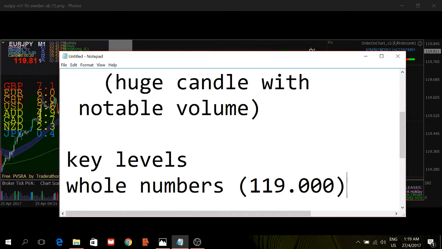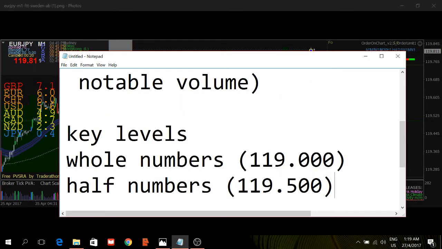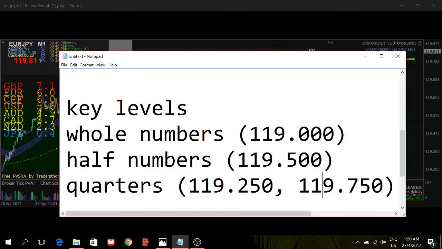So in this case it would be 119.000. It could be anything, like 118.000, 120.000, anything like that. Another key level would be half numbers. Half numbers are things that finish with 500. In this case it's 119.500, but it could be 120.500 or 121.500. Things like that.